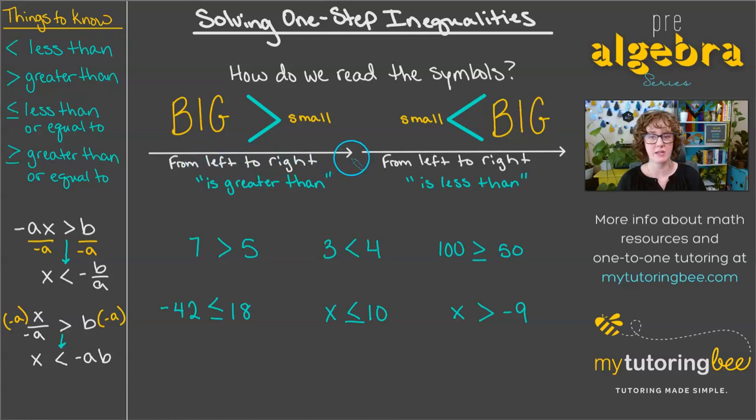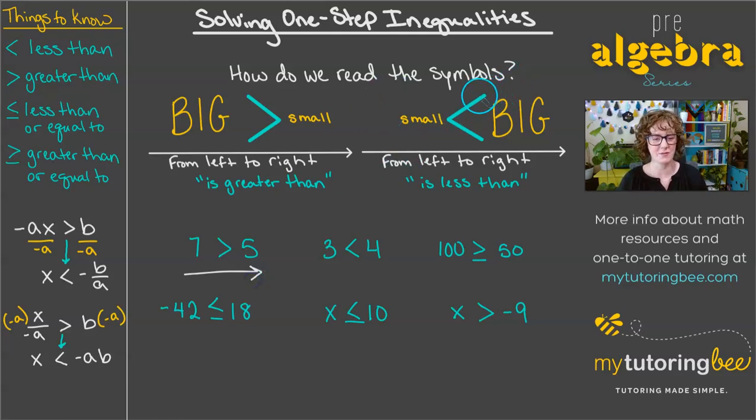from left to right. Just like we read in English from left to right, we're going to read these from left to right. So if your bigger number is first, followed by your smaller number, so if your symbol is opened up to the left like this, right, the alligator is eating the bigger number, then we would read this as whatever this number is greater than whatever this number is. So an example of that is this first example I have right here. We would read 7 is greater than 5, right? So we're just reading from left to right.